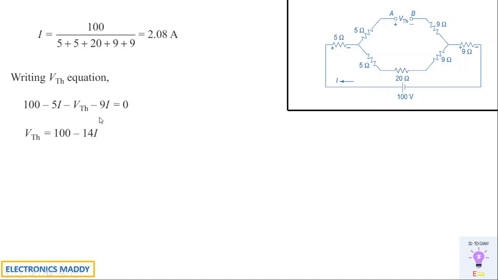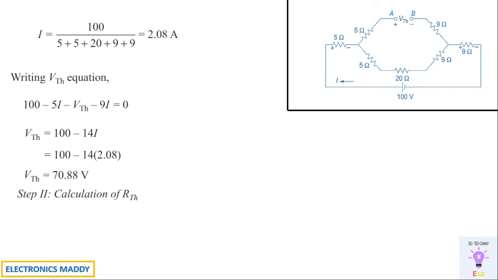Once we have that, we know the value of I, we'll be substituting it and we'll be getting the value of VTH to be equal to 70.88 volt. I hope this step is clear. If you have any doubts with respect to it, please do feel free to reach out to me.